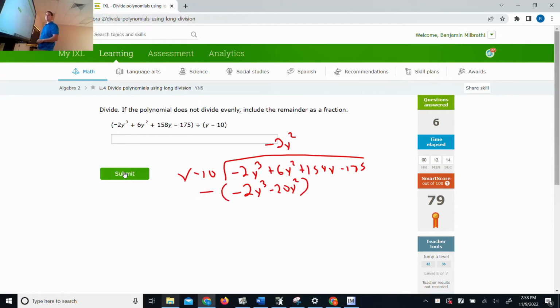Remember to wrap before you subtract. Change your signs to make an addition, because you'll have fewer mistakes with addition than you will with subtraction. That's a given. We'll have 26y squared here. We're going to have to carry down that 158y. Now we're going to turn y into 26y squared by multiplying by a 26y. That'll give me 26y squared minus 260y.